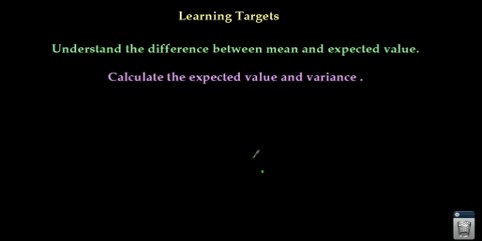Alright, so today we're starting on Chapter 8, which focuses on the concepts of expected value, standard deviation, and variance. So our learning targets for today are to understand the difference between mean and expected value and to calculate the expected value and variance. So hopefully the words mean and variance are familiar to you. We've studied both of those.